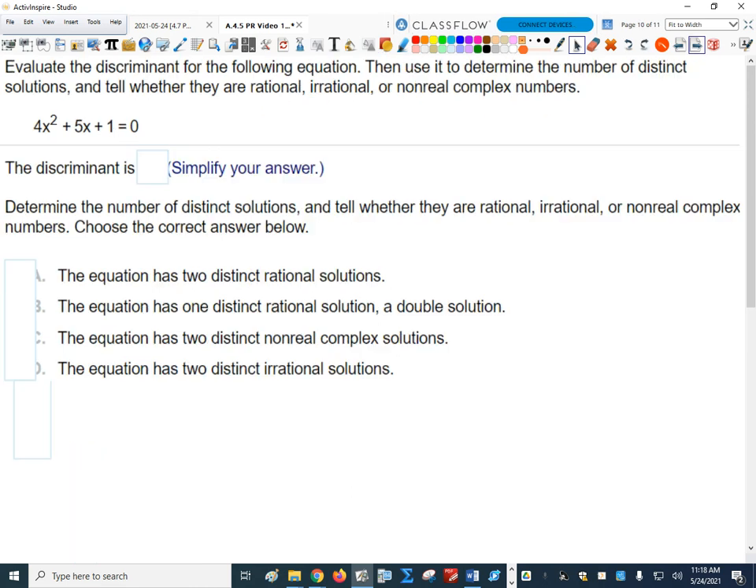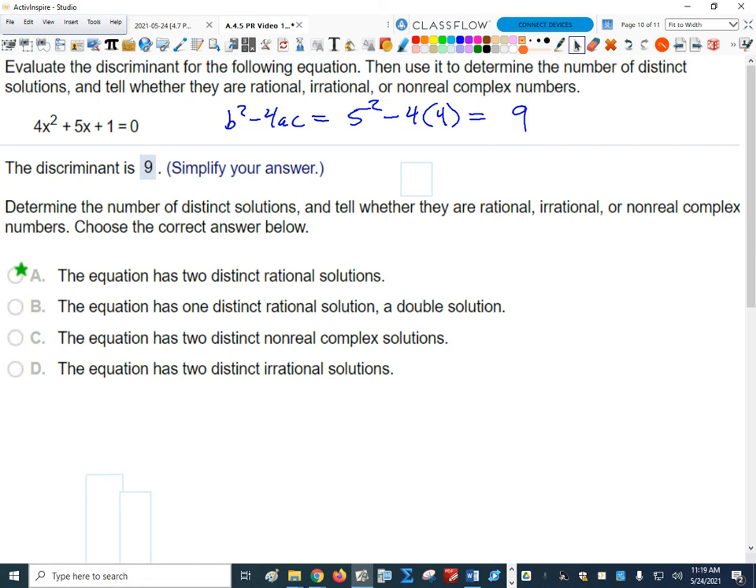And then this guy. That's going to give me 5 squared minus 4 times 1. So that gives me 25 minus 16 is 9. So if the discriminant is 9, okay, those are rational because that is a perfect square. It's positive, so we get two reals. That's a perfect square. So it's got to be real and rational. So it's A. Okay, last one.